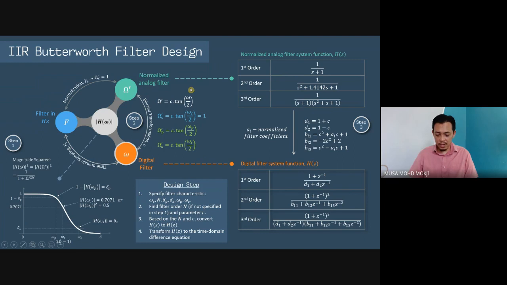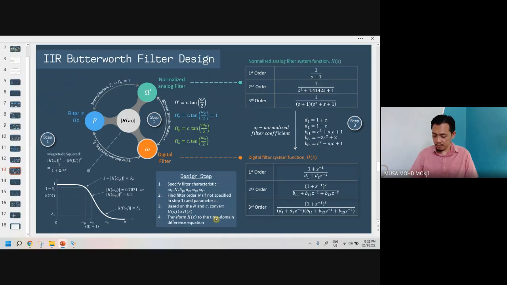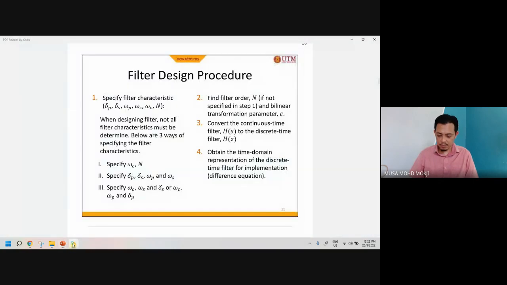All right, so let's see some examples. Hopefully we have time to do at least one example today. This is the filter design procedure that I explained on a different slide.